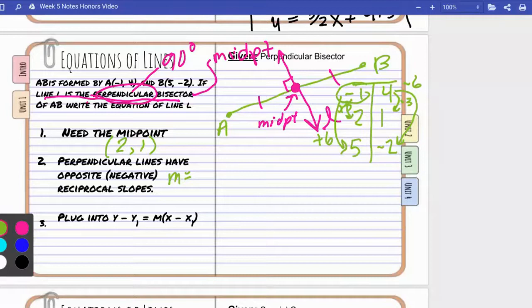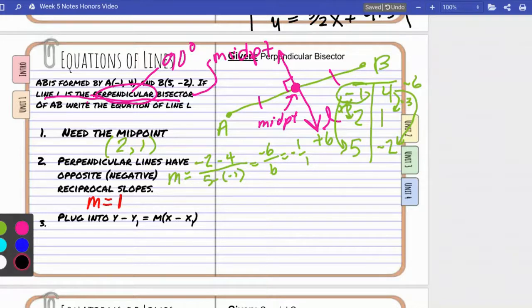Slope, I can use my slope formula. I take the y values and subtract them, so it's going to be negative 2 minus 4, and take the x values and subtract them, that's 5 minus negative 1. I get negative 6 over positive 6, which gets me negative 1 over 1. But I need the opposite reciprocal slope of that. So my slope of line L is actually going to be positive 1.